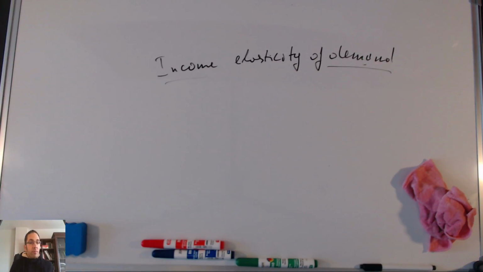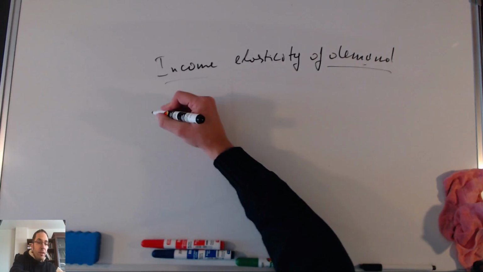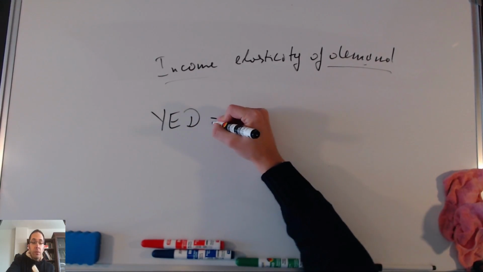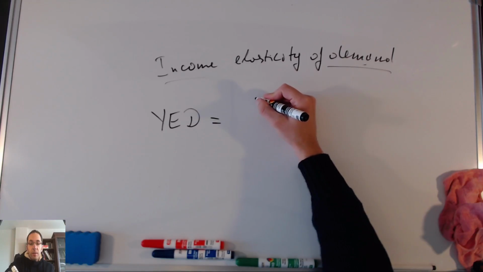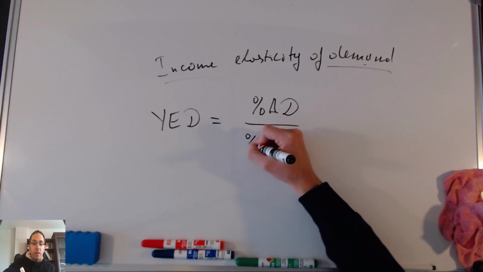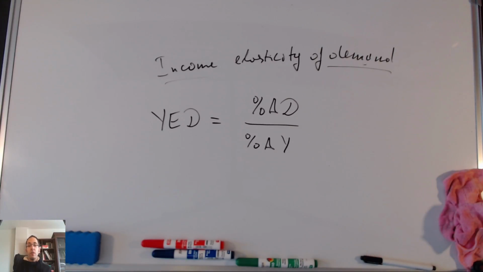Now, the formula that we use is again fairly standard and follows the same patterns as all the other elasticity formulas. The abbreviation we use for income elasticity of demand is YED. So we can write the formula as follows. It's the percentage change in demand divided by the percentage change, and this time it's in the level of income, not the price as it was in the case of price elasticity of demand.